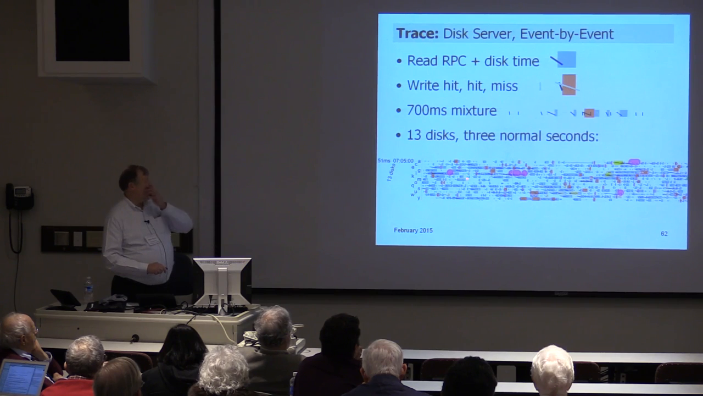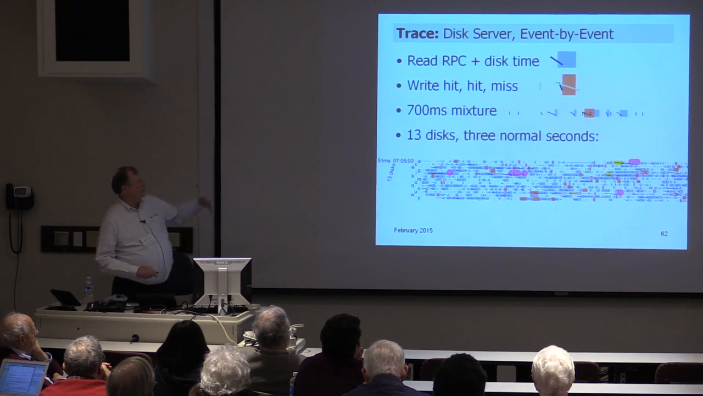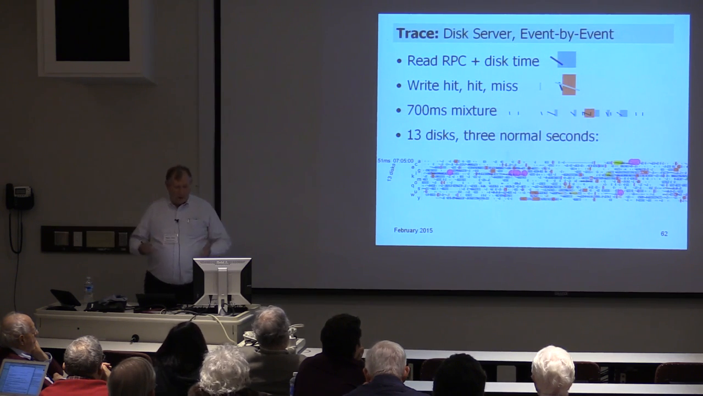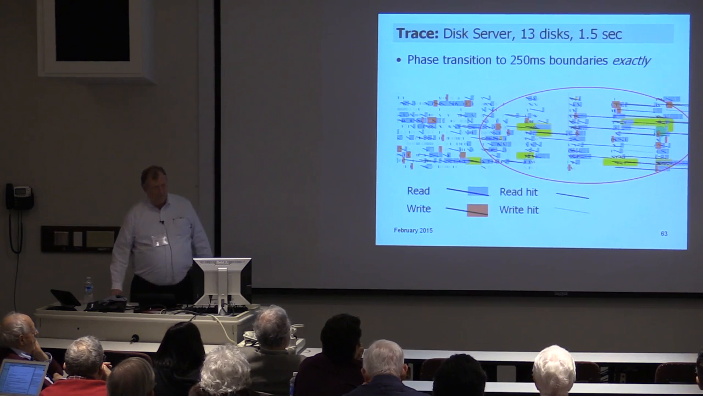And I have to ask you to ignore the magenta dots. They were unrelated. And you see sort of ragged a bunch of reads and the occasional writes. And they're not correlated, and they're not 100% dense. They might be 50% dense. OK, so that's normal.